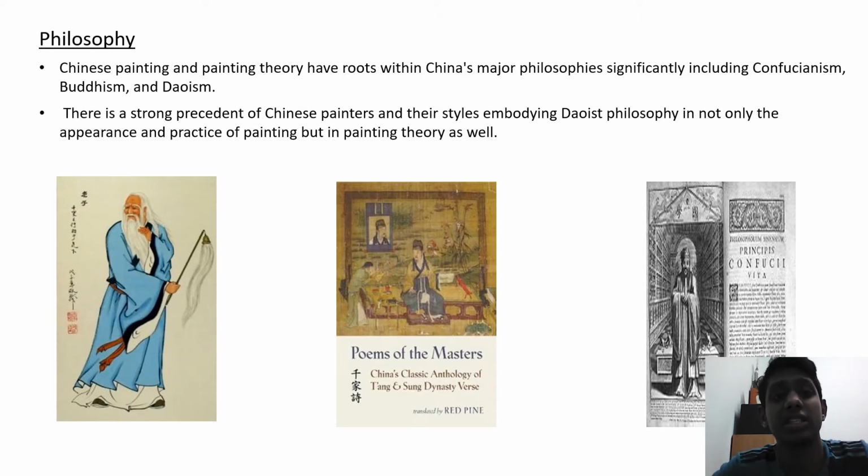Next, philosophy. Chinese painting and painting theory have roots in China's major philosophies, including Confucianism, Buddhism, and Taoism. There is a strong predominance of Chinese painters and their styles employing Taoist philosophy, not only in the appearance and practice of painting but in painting theory as well. So behind this, there is a theory. There is a story of the masters, a story behind this kind of paintings.